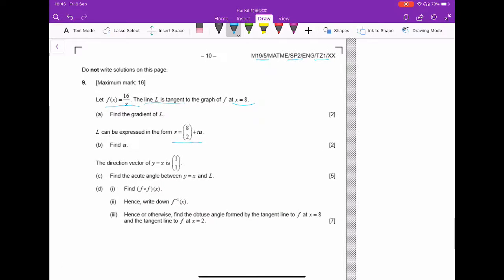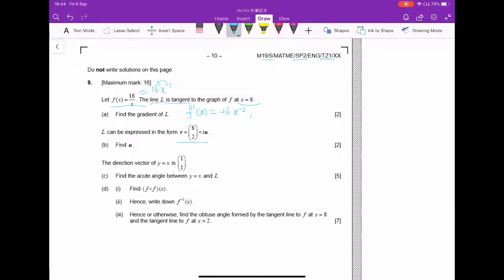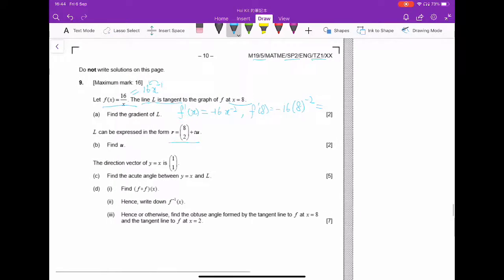So to find that, obviously, we want to differentiate the function. So we're going to write 16 over x as 16 times x to the power minus 1. Therefore, when you differentiate it, you drop down the minus 1. So it's minus 16 x to the power minus 2. And then you sub in x being 8. Okay, this is paper 2. You may use a calculator. You should get negative 1/4.